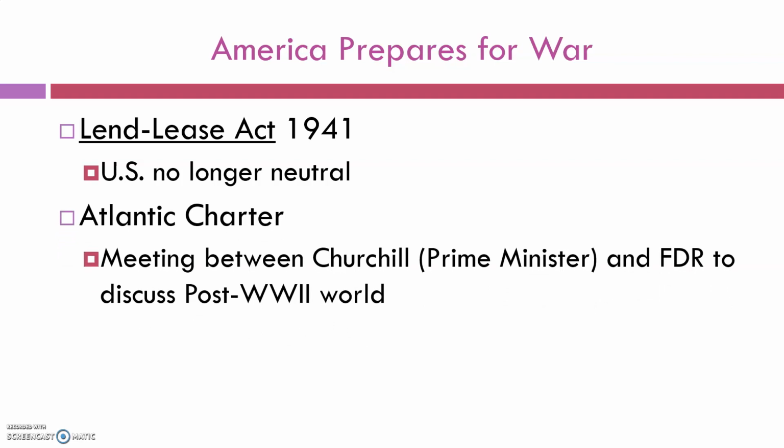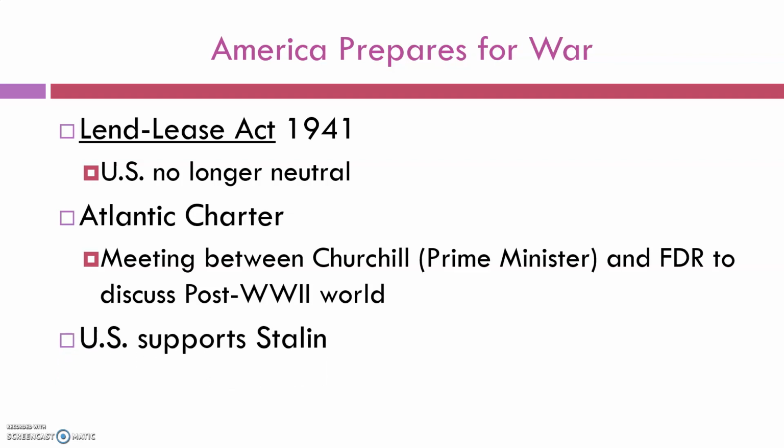Then Churchill and FDR met off the coast of Newfoundland in what became known as the Atlantic Charter. They drew up their goals for the post-World War II world. Again, you have to think about, if the U.S. is not yet at war, and we're meeting with Churchill discussing the goals of the war, what is the implication here? Well, the implication is we're going to go to war.